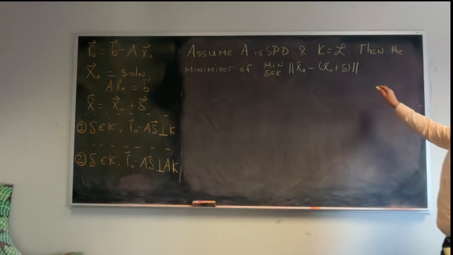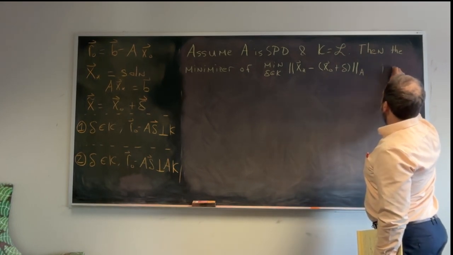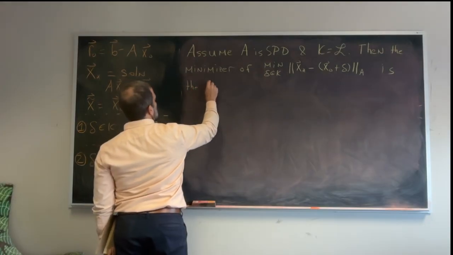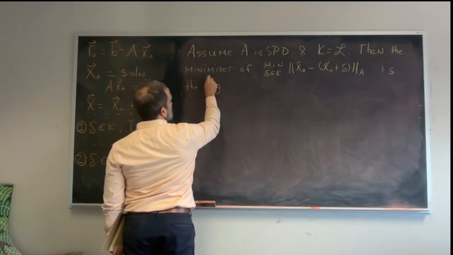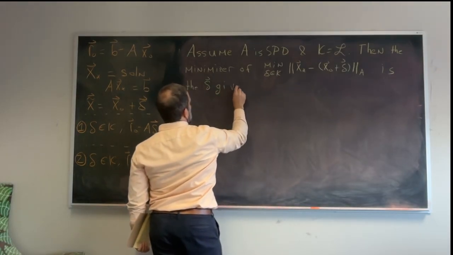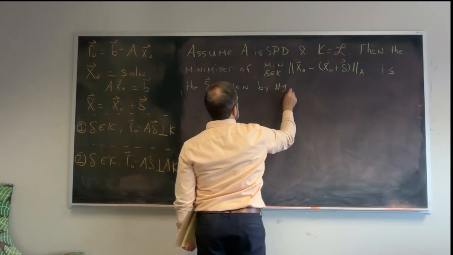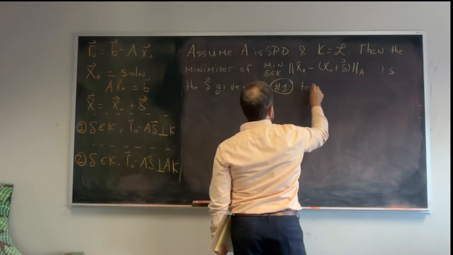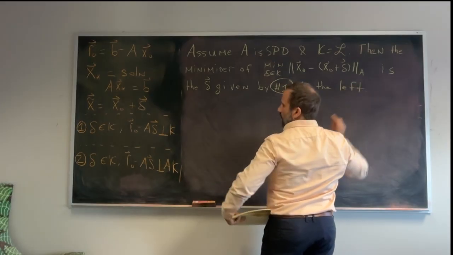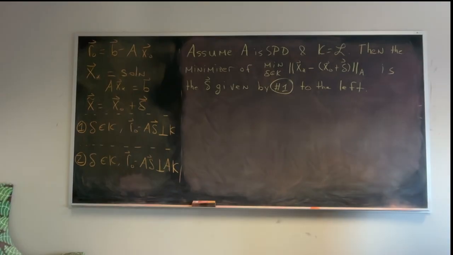Then the minimizer of this in the A norm is the delta given by number 1 to the left, that is, by this algorithm right here: r naught minus A delta is orthogonal to K.